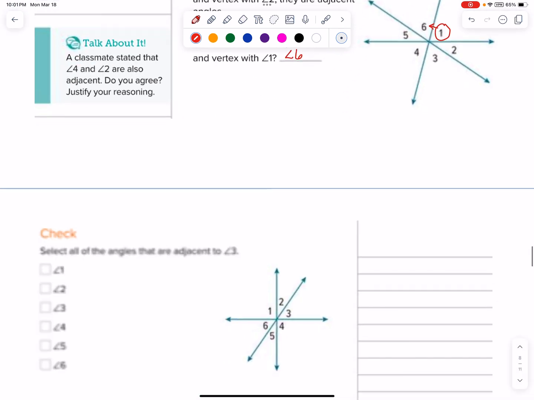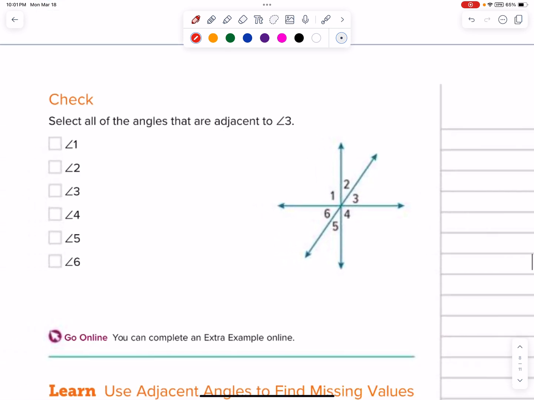Okay. All right, let's go ahead and check all the angles that are adjacent to angle 3. How many can there be? There can only be 2, right? Because there's only 2 sides next to the 3. So if you said angle 2 and angle 4, you're right.